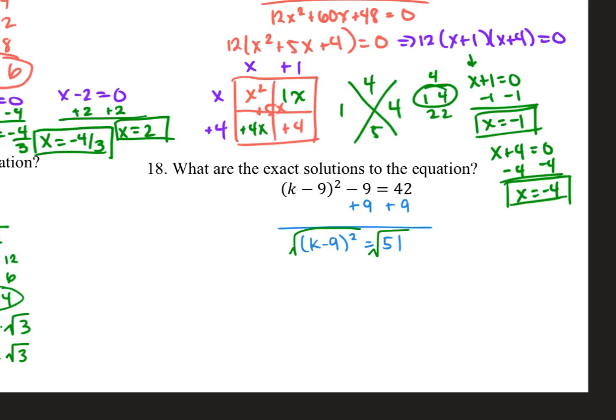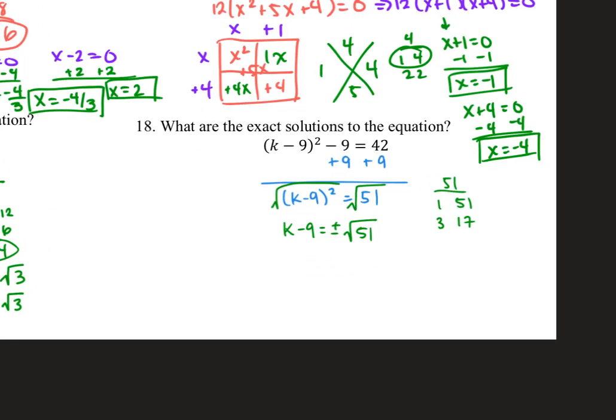So 51 can be written as 1 times 51 and 3 times 17. But in scanning the list, there are no perfect squares, which means we're just going to leave it as square root of 51. So I have k minus 9 equals plus or minus the square root of 51. And then this is where we break it into two equations. So I have k minus 9 equals positive square root of 51, and then I have k minus 9 equals negative square root of 51.